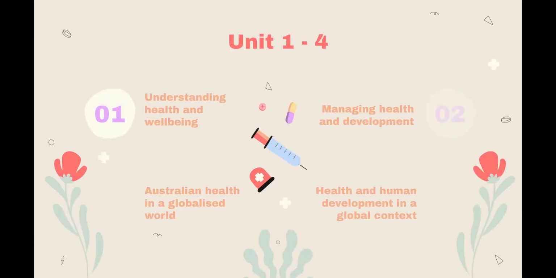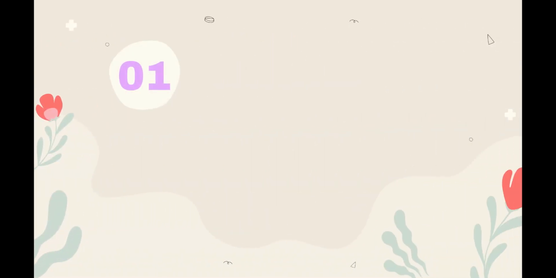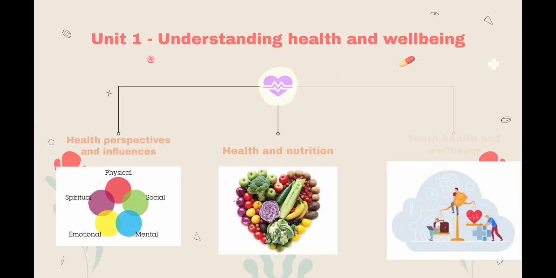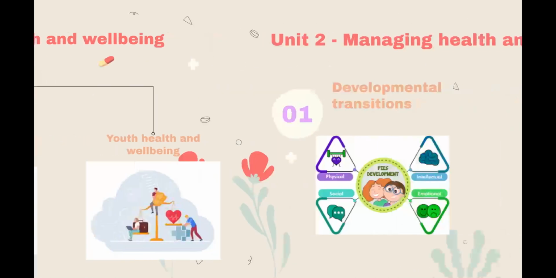So, we're going to have a look at units 1 to 4 in a little bit more detail. We're going to look at units 1 and 2 first. So, unit 1 is called Understanding Health and Wellbeing, and that looks at health perspectives and influences, focusing on the five dimensions of health, which is physical, social, mental, emotional, and spiritual. Then we look at health and nutrition and why nutrition is so important and what it does for our health and well-being. And then youth health and well-being is more student-led and focuses on the youth inequalities in Australia.